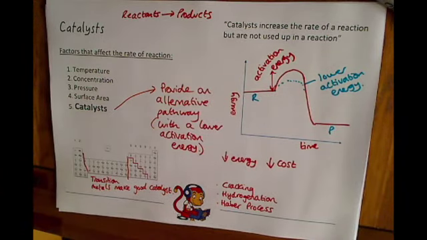So that's our final way then to increase the rate of reaction. So in summary, we've got temperature, concentration, pressure, surface area, and catalyst.